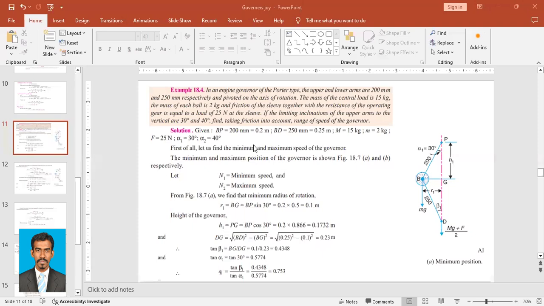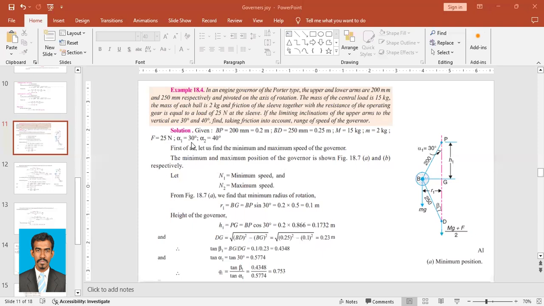So now we'll write the data first. BP, the upper arm, is 200 millimeter. BD, the lower arm, is 250. The mass of the ball, small m, is 2 kilogram, and the central load, capital M, is 15 kilogram. The force of friction is 25 Newton. Alpha 1 is the minimum limit, 30, and alpha 2 is the maximum limit, 40. So these are the given data.